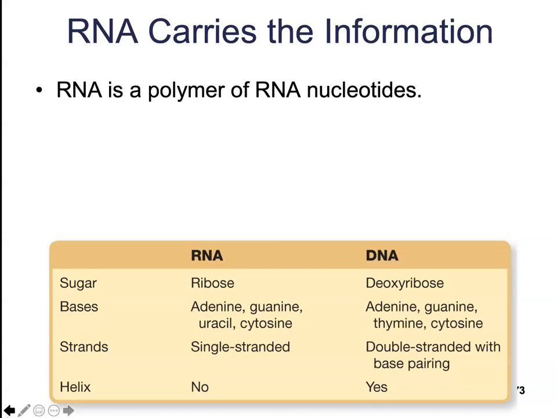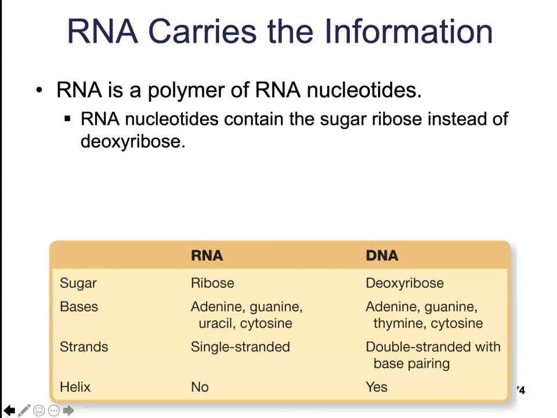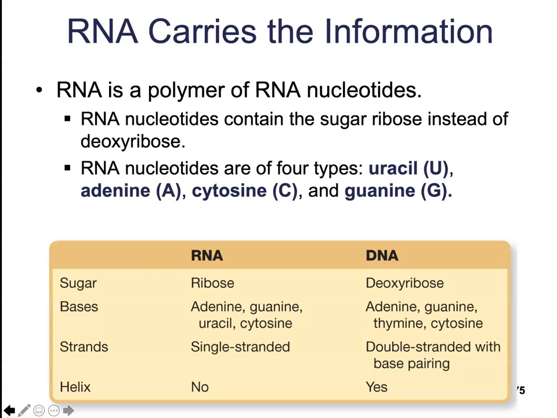Like DNA, RNA is composed of nucleotides. It is a polymer composed of nucleotides, but RNA nucleotides contain a 5-carbon sugar called ribose instead of deoxyribose. That's where the R comes from instead of the D for DNA. The RNA nucleotides come in 4 types: adenine, guanine, cytosine, and uracil. Uracil is the main difference between RNA and DNA. In DNA, we have adenine, guanine, thymine, and cytosine, and in RNA, we have adenine, guanine, uracil, and cytosine.